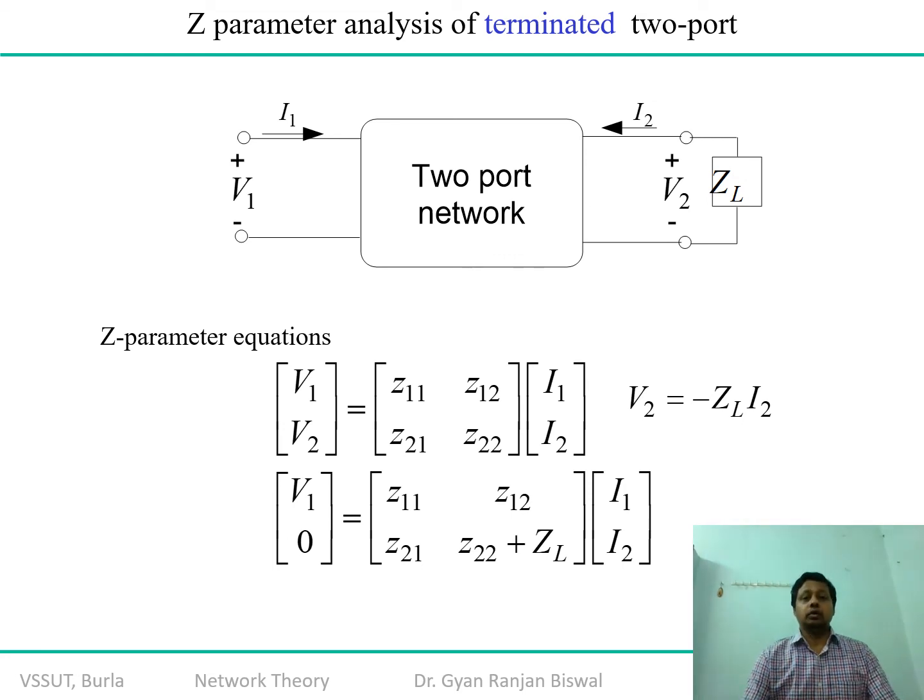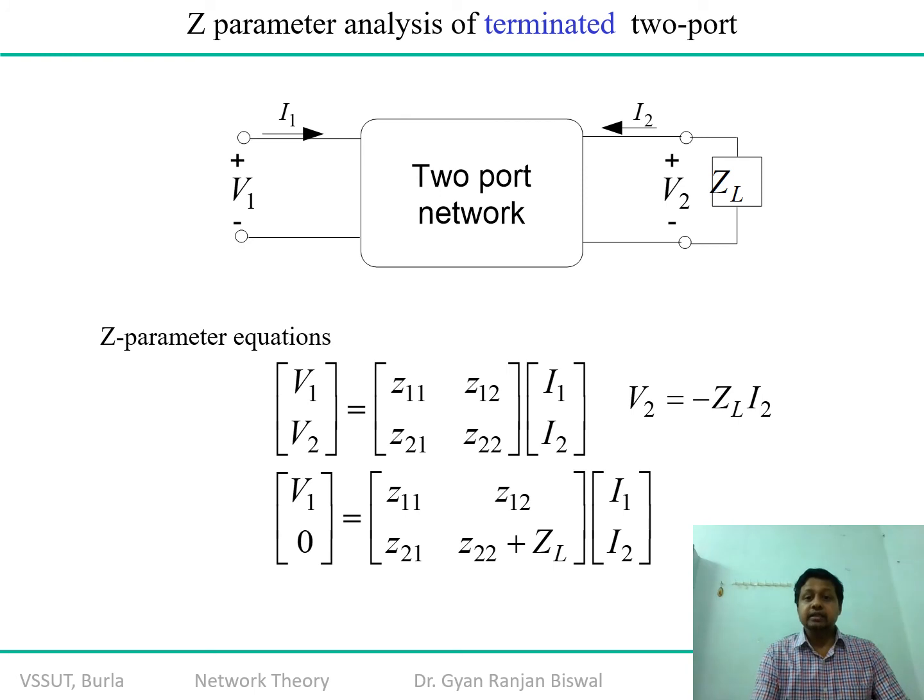So now what equations am I getting? The standard matrix: V1 is equal to Z11 I1 plus Z12 I2, and V2 is equal to Z21 I1 plus Z22 I2. Other than that, you are also getting V2 is equal to minus ZL times I2. Why? Because the load current direction should always be in the forward direction, whereas in this example you have assumed the current through that terminal is I2, and the direction of I2 is theoretically inward. That's why we get minus ZL I2.